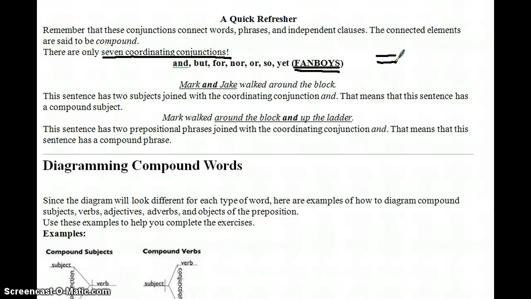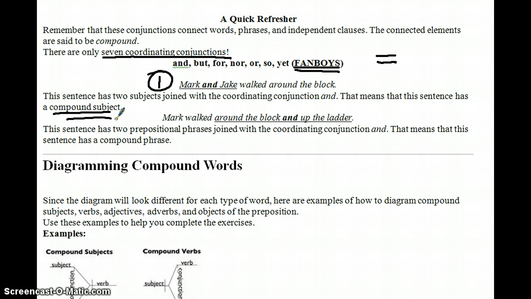Okay, so if we just look at what I mean by 2 balanced elements on either side, we can look at the first 2 examples here. First, Mark and Jake walked around the block. What we should notice first is that and is a conjunction, the bolded word in the sentence, and then we should ask ourselves, what are the 2 things balanced on either side of that conjunction? In this case, it's Mark and Jake. And because Mark and Jake are acting like the subjects in the sentence, they are the doers of the action, we would say that's a compound subject.